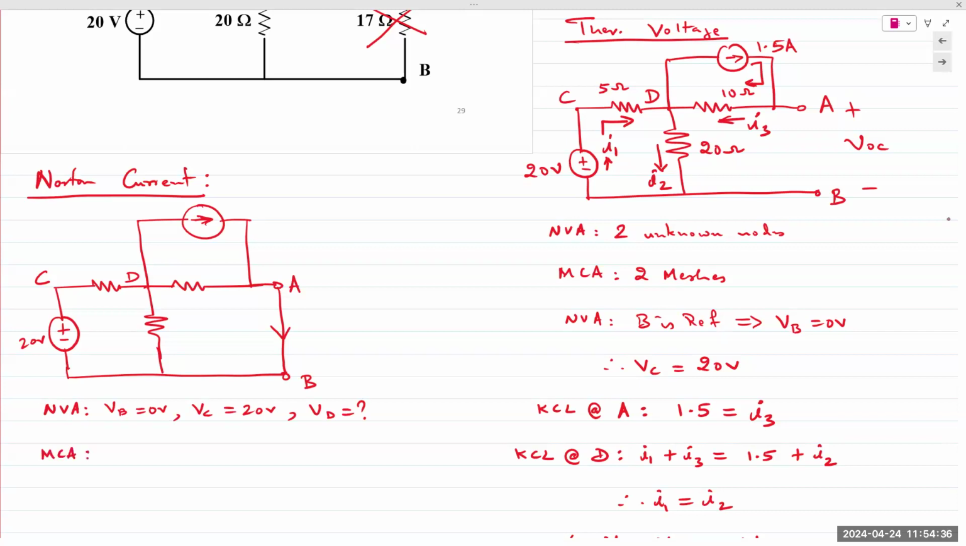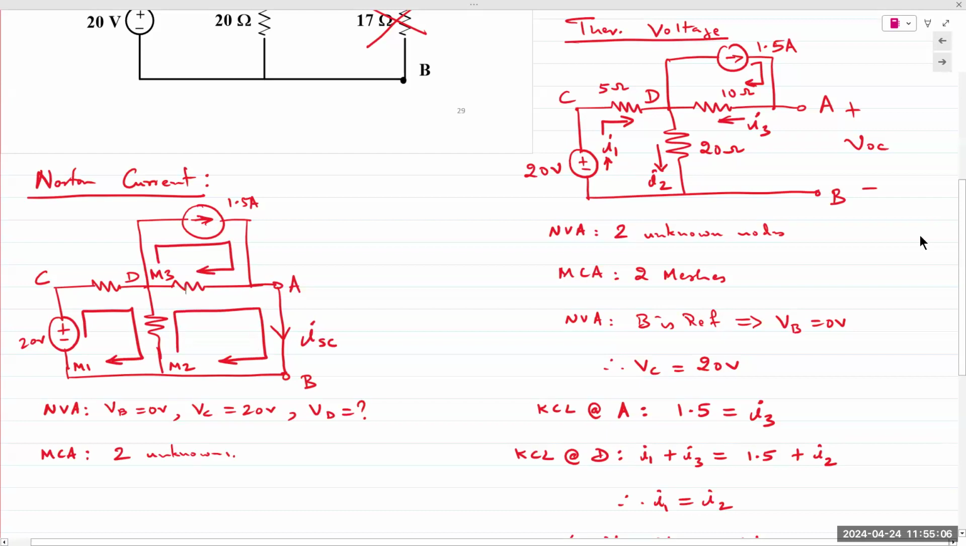But I will choose mesh current analysis because I chose that for the other classes also. With mesh current analysis, you have two unknowns. I'm going to label this as mesh 1, mesh 2, and mesh 3. For each mesh, I choose a clockwise current. Now these are not branch currents, these are mesh currents. All right, I1, I2, and I3.